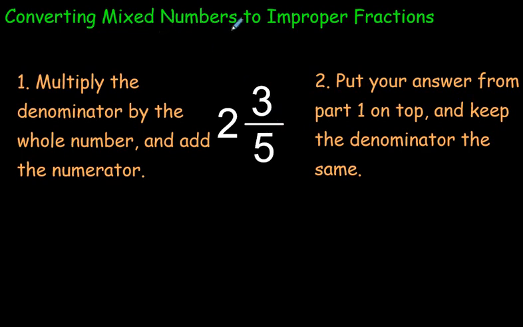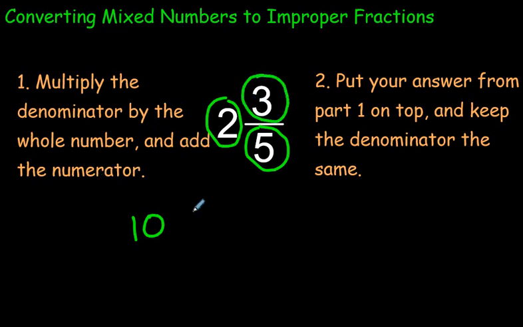Let's learn how to take this mixed number and turn it into an improper fraction. Step number 1, and you can pause or rewind as you need, but I'll read it really quick. Multiply the denominator, this is the denominator, by the whole number right here. You multiply them. That's step number 1. So 2 times 5, you get 10. And then it says to add the numerator. Well, this is the numerator. You're supposed to add the numerator. And if you do that, you get 13.